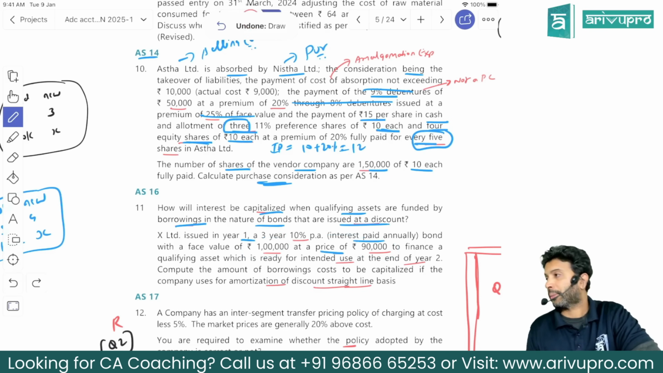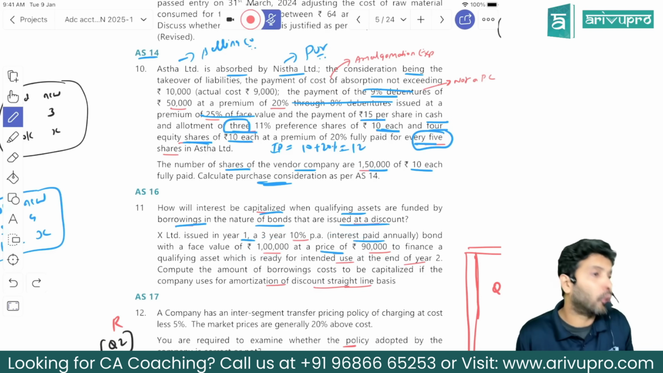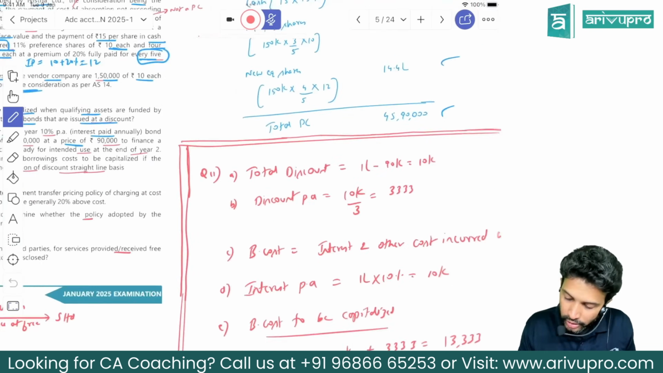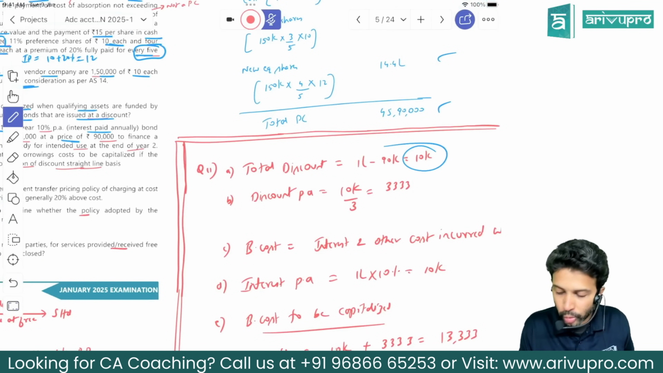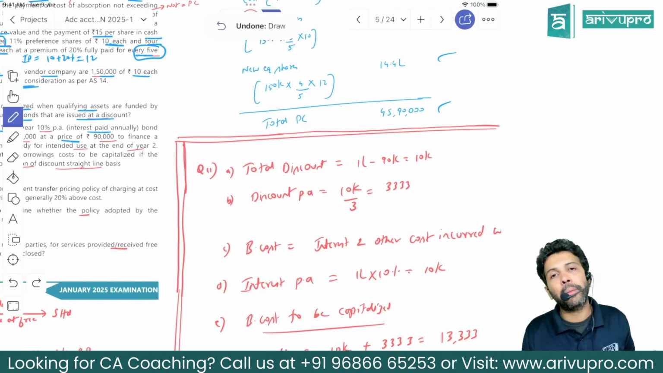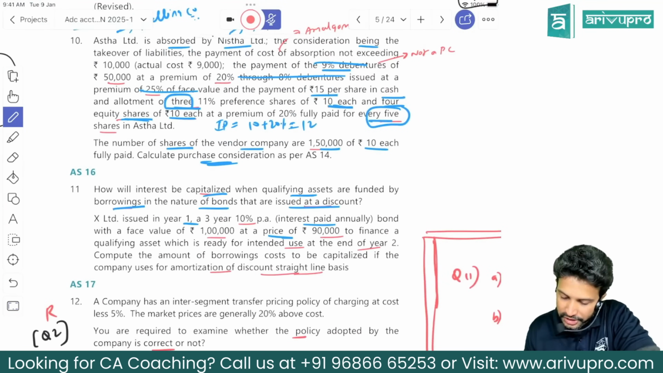90,000. That means these bonds are issued at par or at discount. How much discount? The total discount is how much? 10,000. 1 lakh worth of bond you issued only for 90,000. So the total discount is how much? 30,000. Any problem? No. Let that information be there.